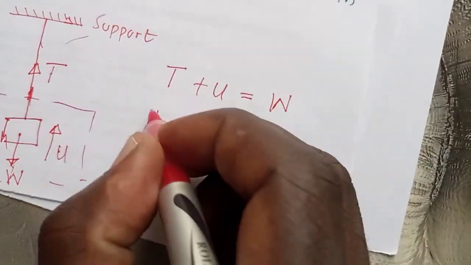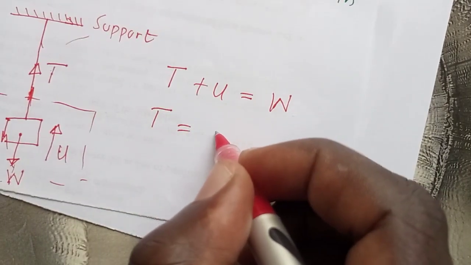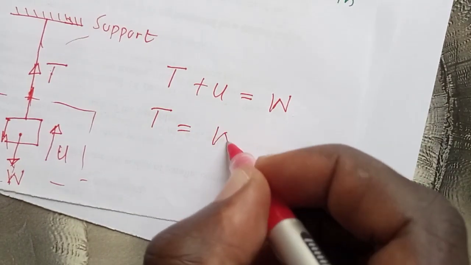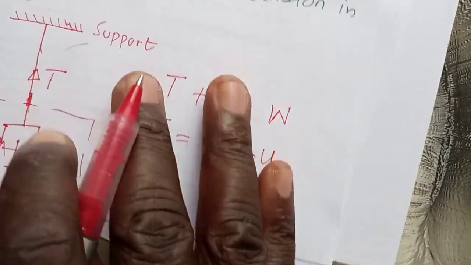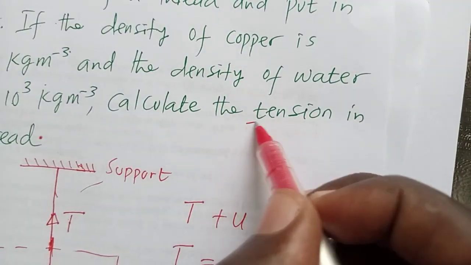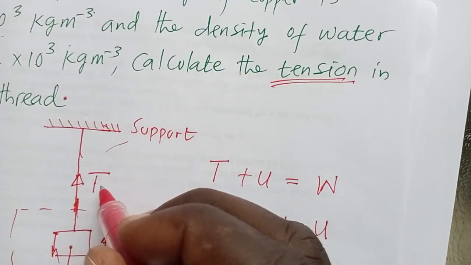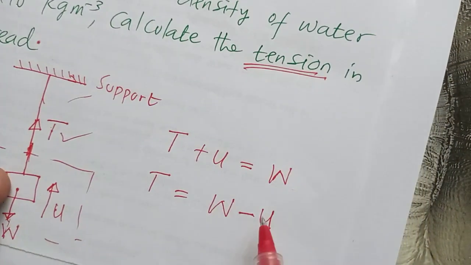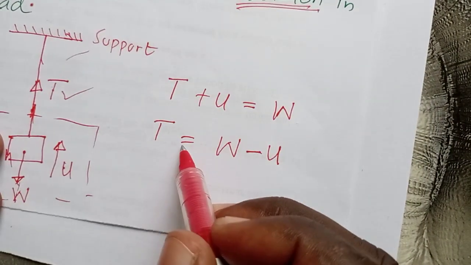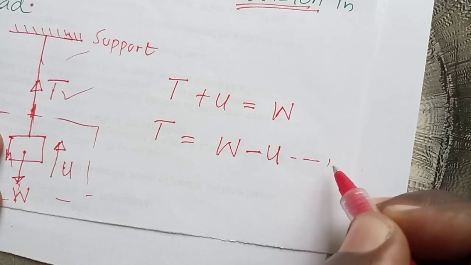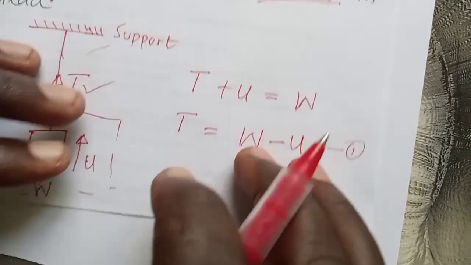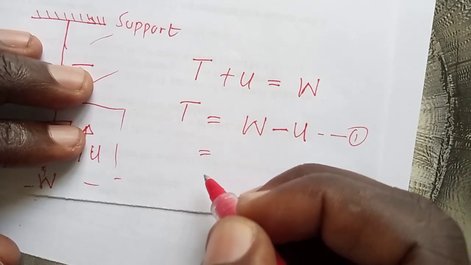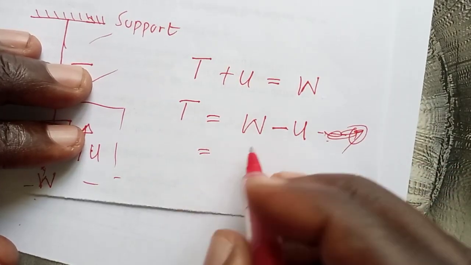So it means T is equal to W minus U. Don't forget, the problem says you should get the tension. The tension is this T. How do you get T? The second equation tells you that your T is equal to W minus U, and I'm going to call this equation 1, but then I can continue.